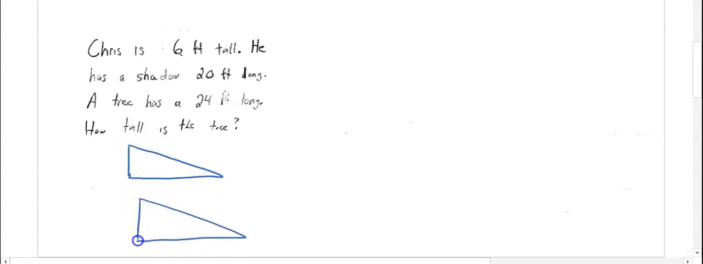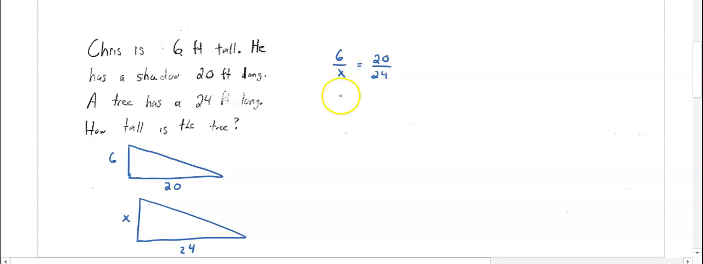Chris is 6 feet tall and has a shadow of 20 feet long. How tall is a tree that has a 24-foot long shadow? So Chris is 6 feet tall. He has a shadow of 20. Remember, the shadow always goes on the horizontal part, the ground. We don't know how tall the tree is, but we know it has a shadow of 24. So when we go to set up our ratio, we're going to have the objects over each other and the shadows over each other. So we have 6 over x is equal to 20 over 24.